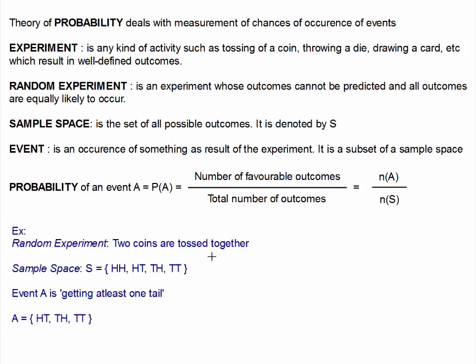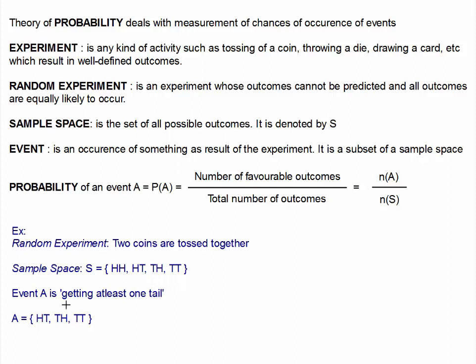So let's take an example of a random experiment. Let's say we toss two coins together. When we do so, we have something called a sample space. It is the set of all possible outcomes. So when two coins are tossed, we have either head-head as an outcome, or head-tail, or tail-head, or tail-tail. So the sample space has these four elements, meaning these four possible outcomes.